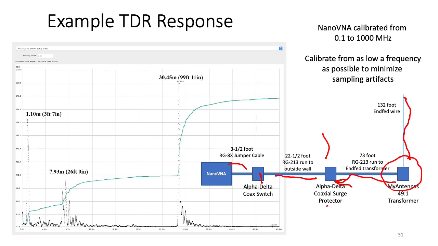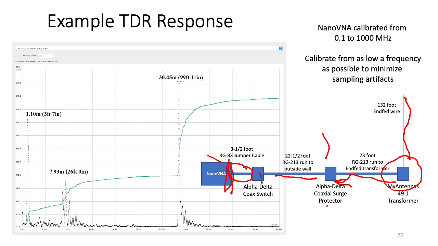And then I have a small jumper cable that I use to connect the NanoVNA to the Alpha Delta coax switch. The measurement plane is right here at the end of the NanoVNA, and I do a short-open-load calibration at that point. Now, if I look at the S11 in the time domain using NanoVNA Saver software and the TDR response, I notice a couple interesting phenomena.